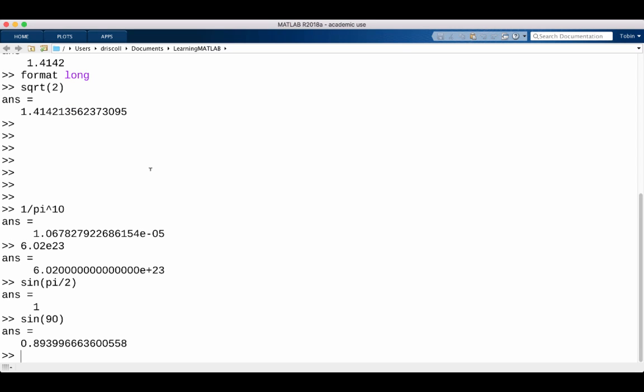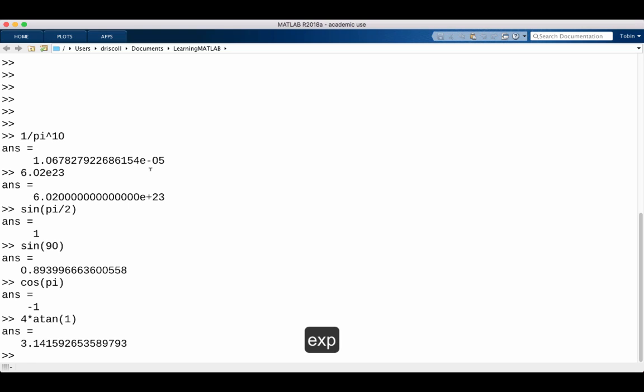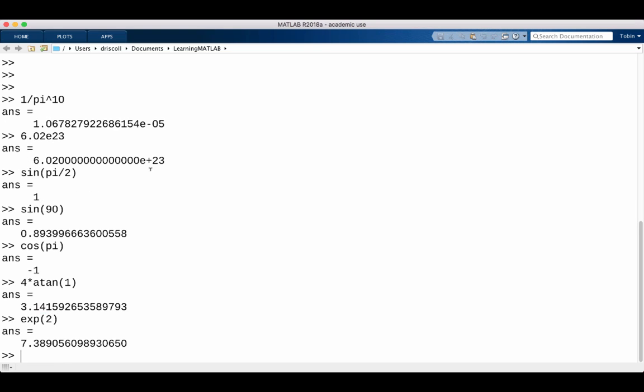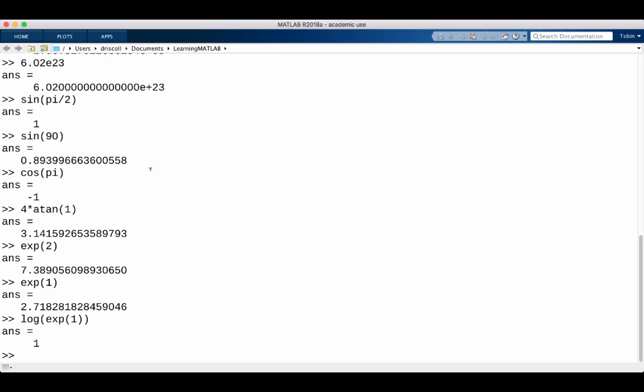The natural exponential, the base e exponential, is given by the function exp. Note that the constant e is not predefined. If you need it, you have to compute exp of 1. The natural logarithm is given by log, L-O-G, not ln. This is actually standard usage in mathematics beyond high school. To get a logarithm in base 10, use log10 all as one word.